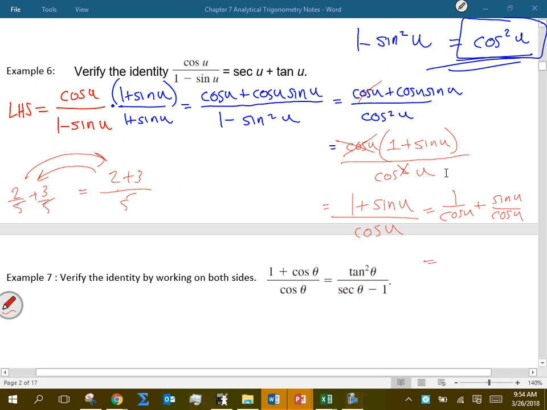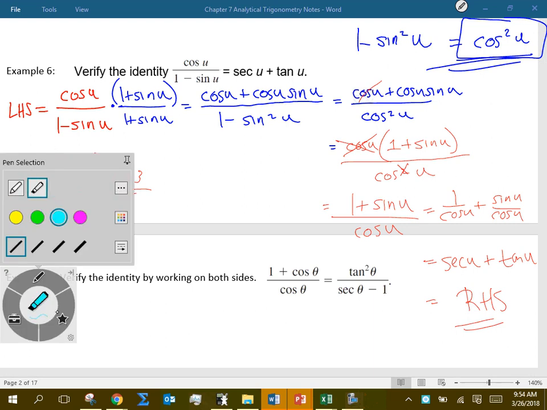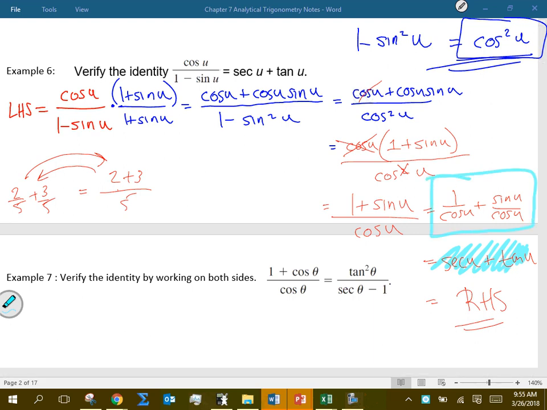Now what's 1 over cosine u? Secant. And what's sine over cosine? And what is that? Your right-hand side. Okay. Something else to think about if you're using the back of a book, or maybe you're looking at WebAssign. I don't know how they generate their solutions when you're wrong and they show you what the steps were. They might not write that. They might go straight from this and write equals RHS. Because it does equal the right-hand side, right?